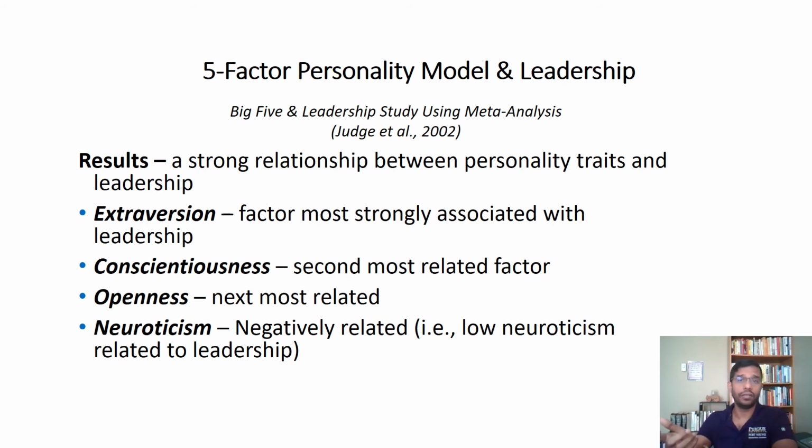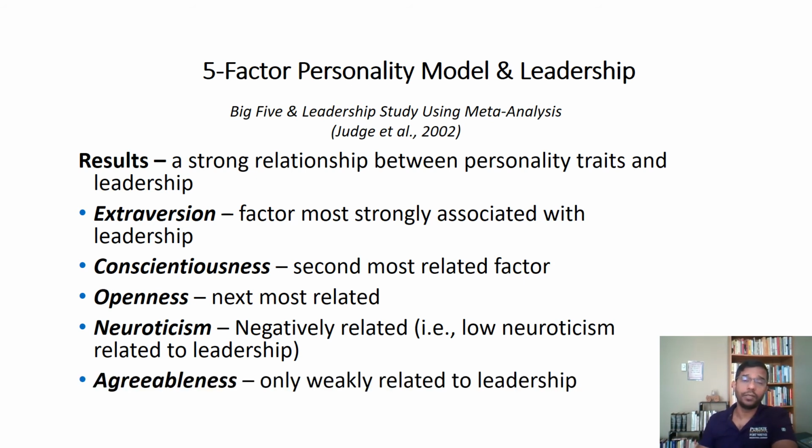So it's negatively related. If instead of the term neuroticism, we use the term emotional stability, then it would be a positive relationship. So the more emotionally stable you are, the more likely you are to be a leader, and more likely you are going to be effective in your role of leadership. And the last dimension is agreeableness. So this is the trait that is least related to leadership, or the correlation is still positive, but the correlation is weak. Okay, so it is weakly related to the idea of leadership.